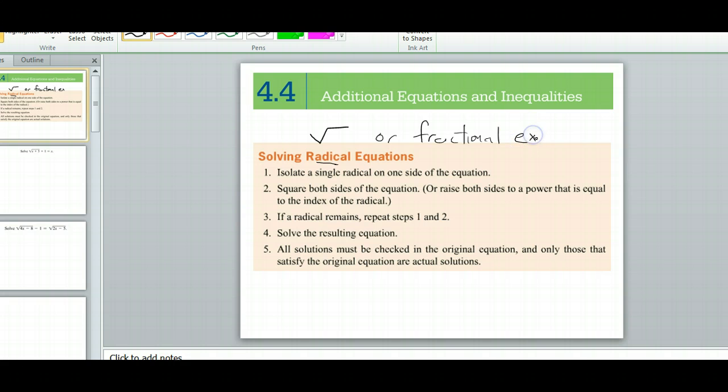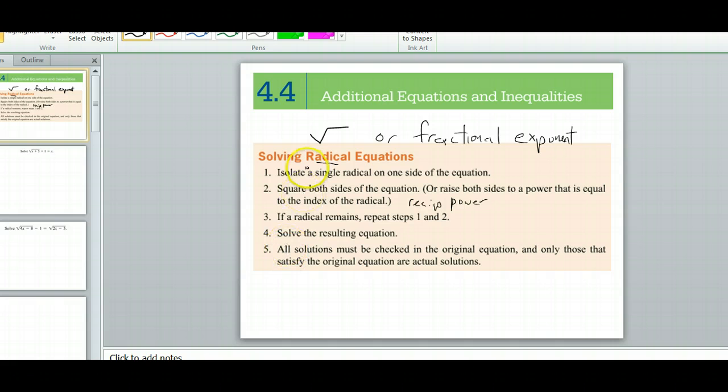So you're going to do this stuff if you have a radical or a fractional exponent. Okay, so isolate the single radical on one side of the equation, or the fractional exponent. Square both sides. If you're doing the fractional exponent, it's the reciprocal power. Okay, and then if a radical remains, repeat steps 1 and 2. Okay, so I'll give you an example, but these are the 5-step process to solve a radical or a fractional exponent equation.